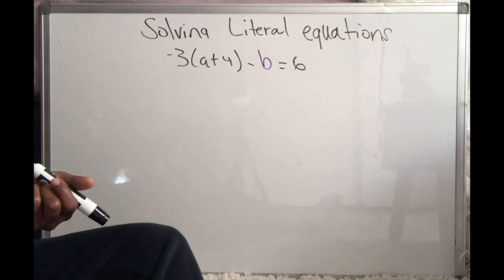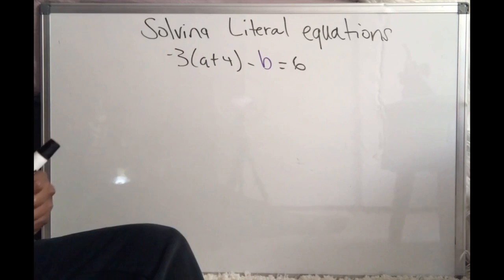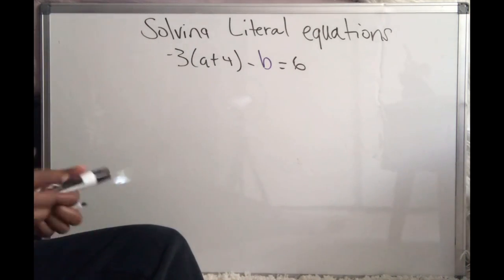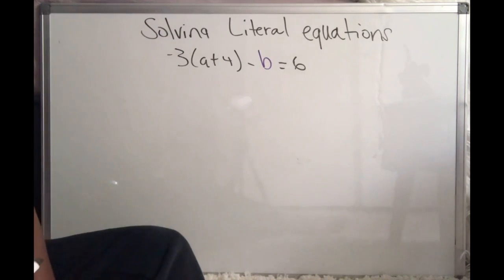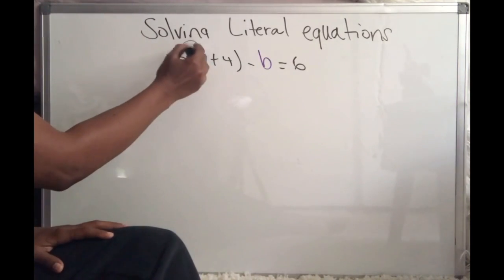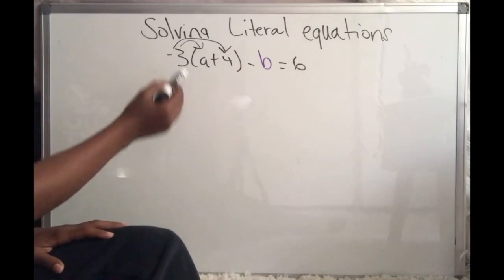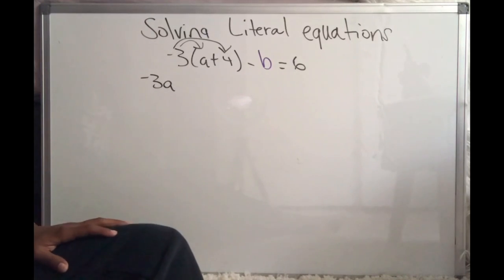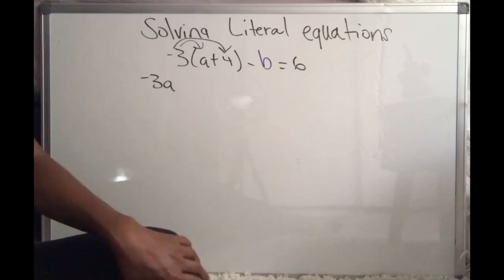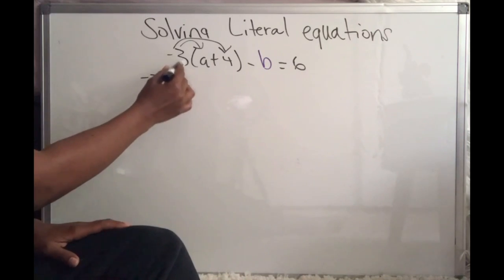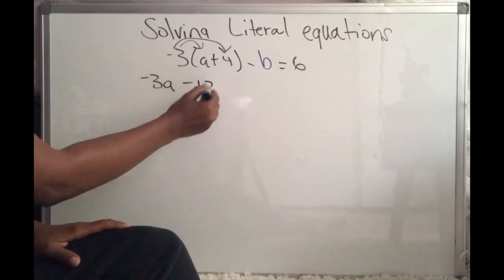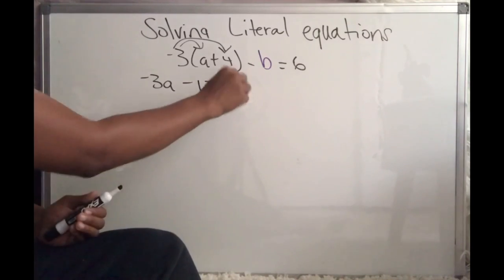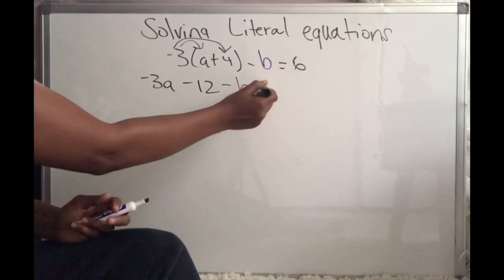All right, now that you're back from solving the problem, let me show you what to do. We're going to first distribute. And I draw my arrows. Negative 3 times a is negative 3a. If you don't know how to distribute, I have a video that you can watch and then come back to solve this. Negative 3 times 4 is negative 12. And then, of course, we just have minus b. And then it's equal to 6.